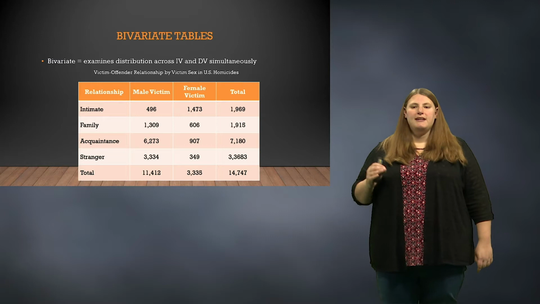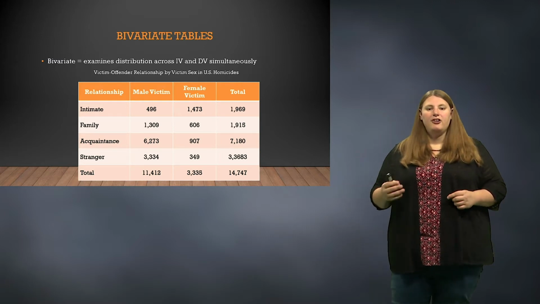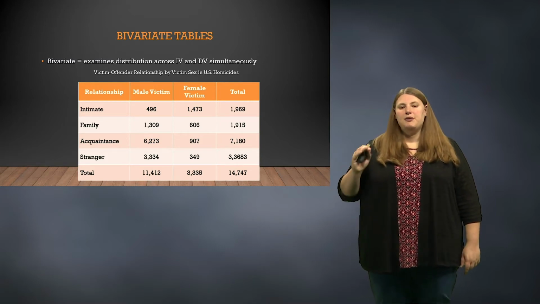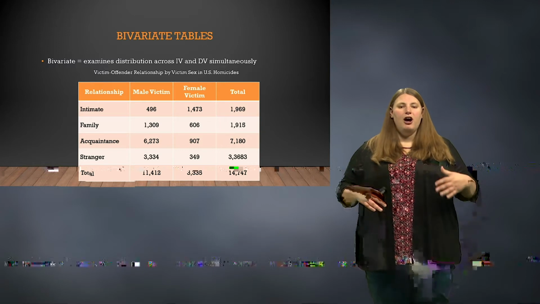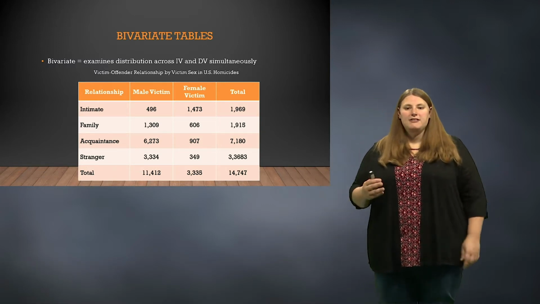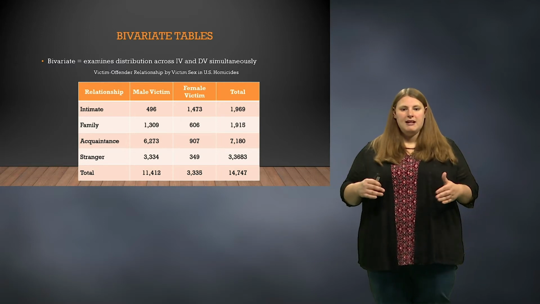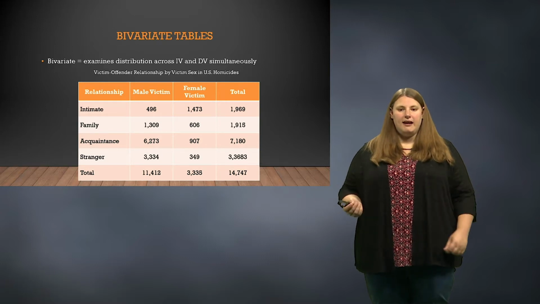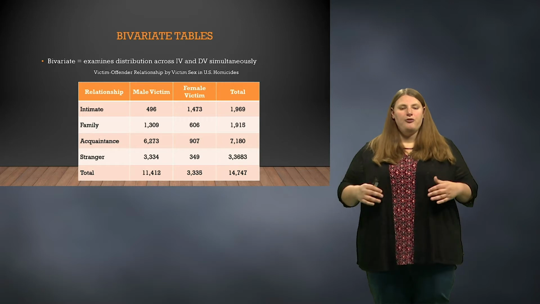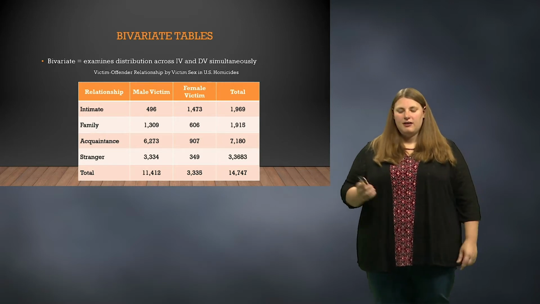One of the most important things that you'll need to know then for this analysis is how to create a bivariate table. This type of table allows you to examine the distribution of subjects across the independent and the dependent variables at the same time. Here's an example of a bivariate table showing the relationship between victims and their offenders and the victim's sex. The tables contain a lot of good information, so it's important for you to be able to break down what a bivariate table actually consists of.